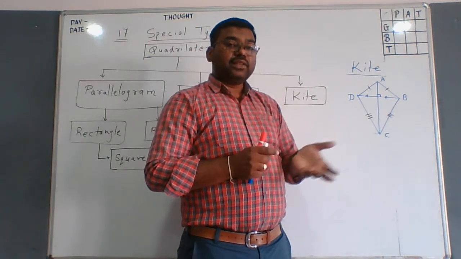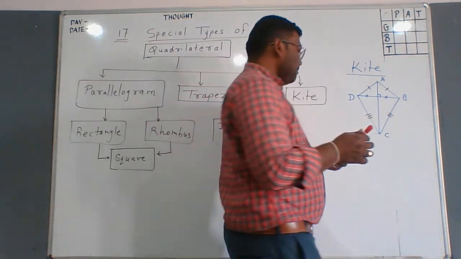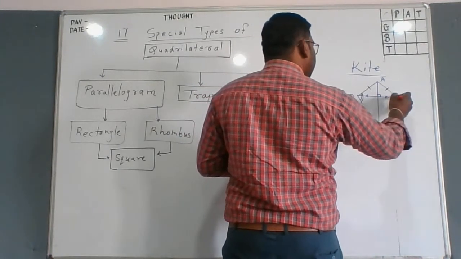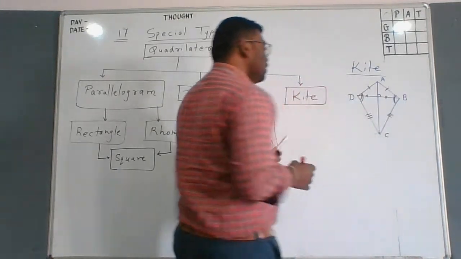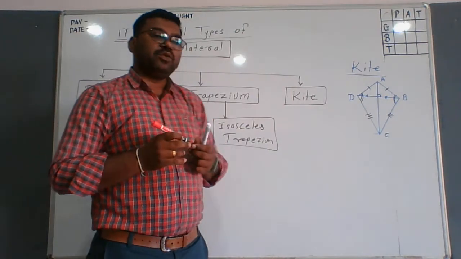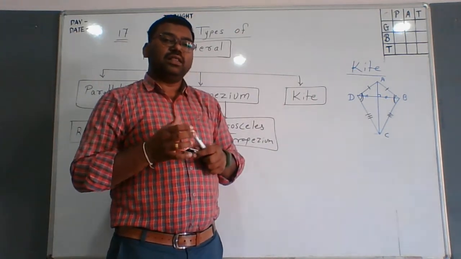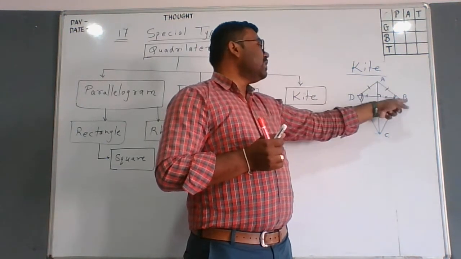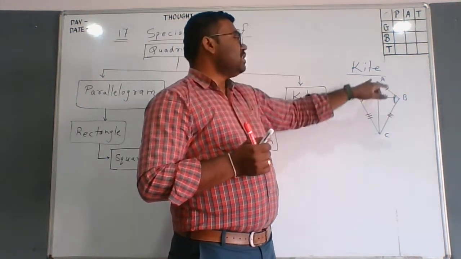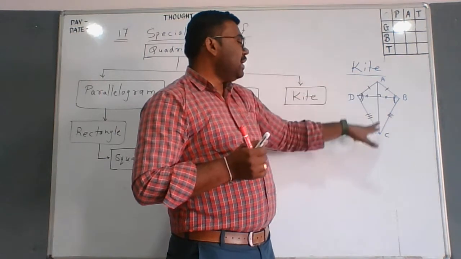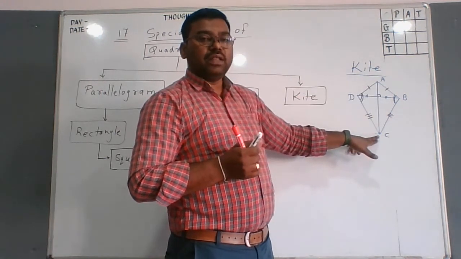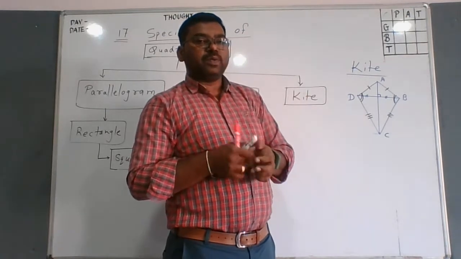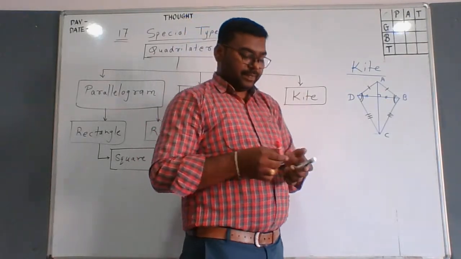And the third property is only one pair of opposite angles are equal. Only one pair of opposite angles are equal. That means angle ABC equals angle ADC. As we can see in the diagram, angle A and angle C are not equal. Is that clear? Only one pair of opposite angles are equal in it.